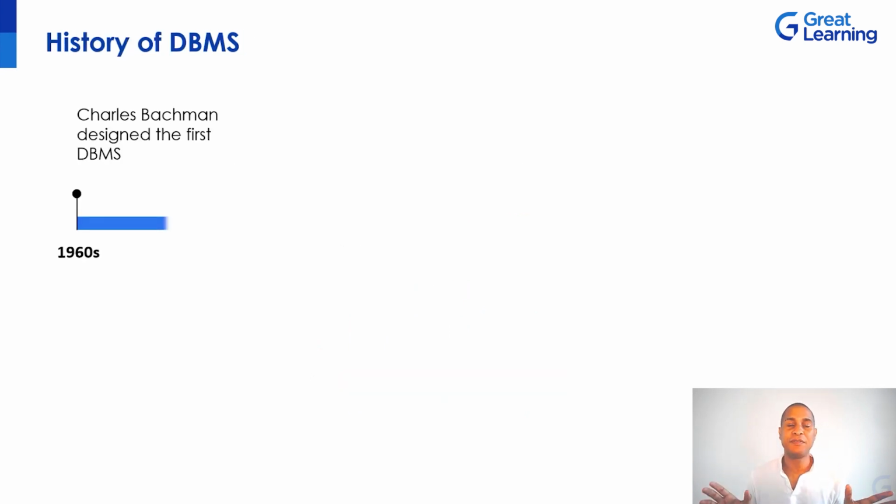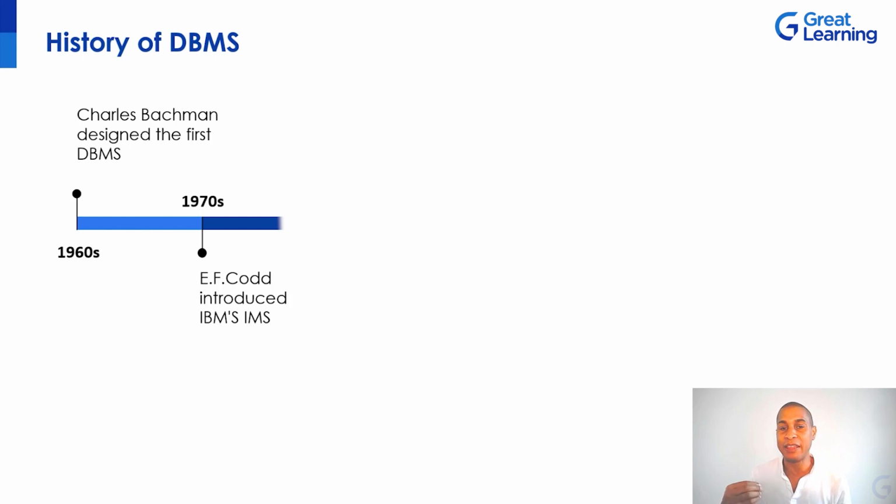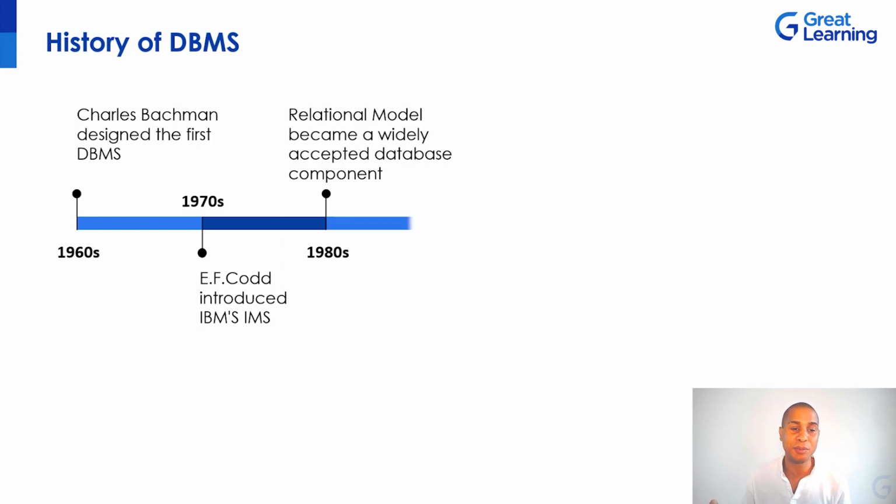So let's talk about the history of database management systems. This goes very far back, all the way back to the 1960s, when Charles Bachman designed the first database management system. But this has been an ongoing evolution of the technology. In the 1970s, we got introduced to one of the IMS systems by IBM. Then we moved on to a more relational model where you start seeing ER diagrams, and that became pretty widely known. Then we got into object-oriented database systems in the mid-80s.